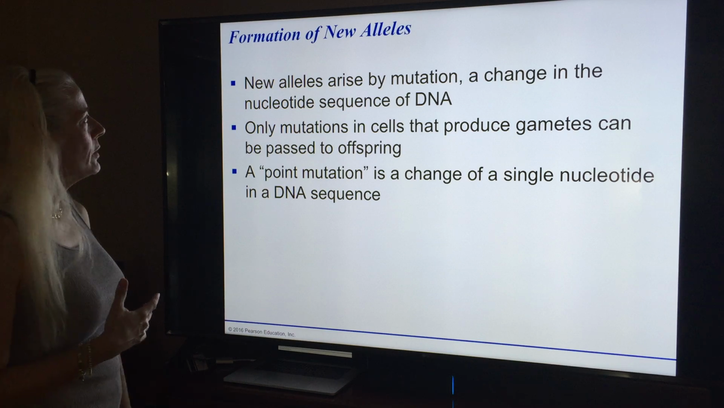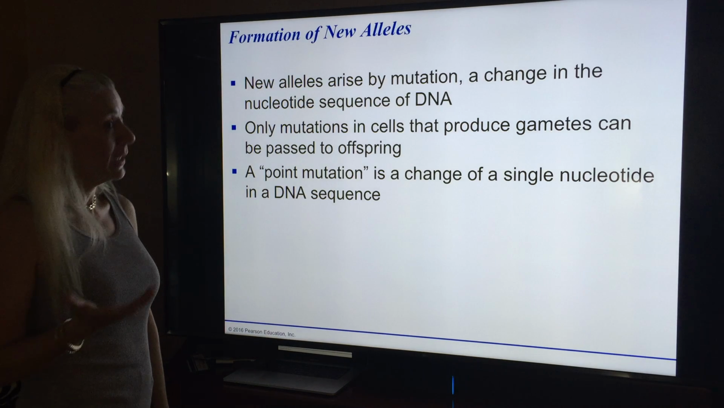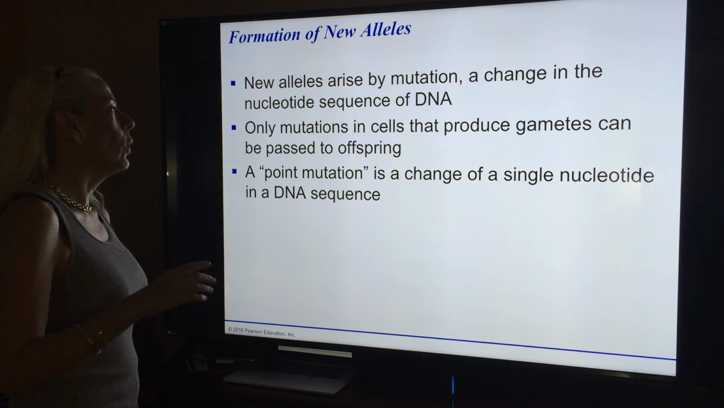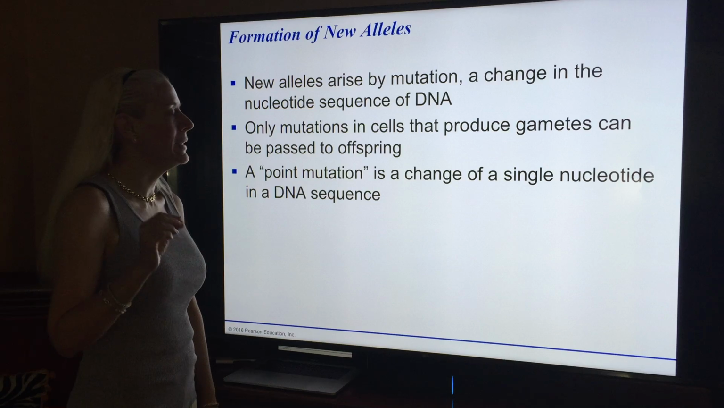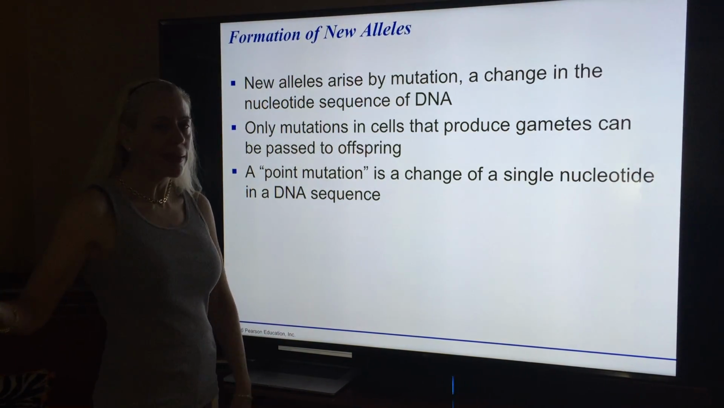So, new alleles arise by mutation, a change in the nucleotide sequence of DNA. Okay, so now they're telling us what a mutation is. Only mutations in cells that produce gametes can be passed on. Well, yeah, if you get a mutation in your skin cell, you're not passing that on.